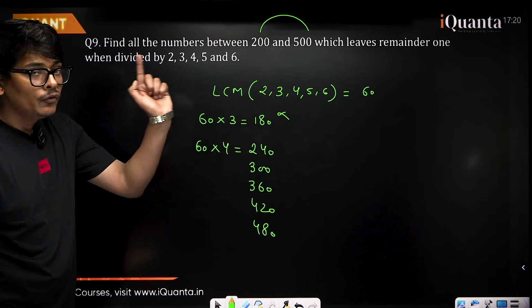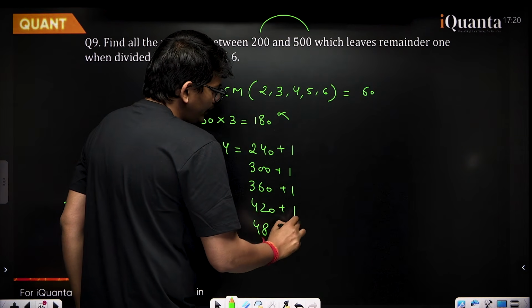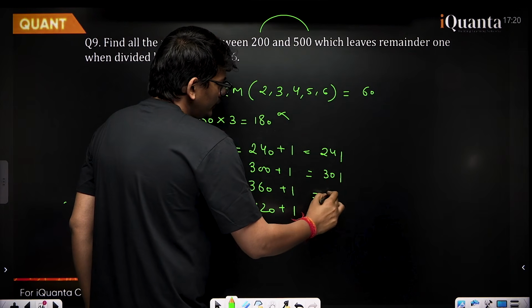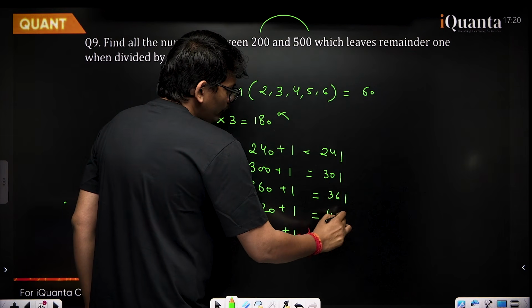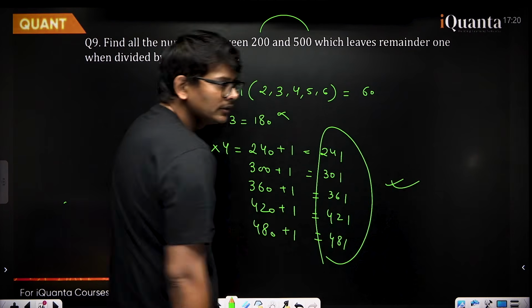Now what we have to do? We have to add remainder 1. Don't make this mistake. So 241, 301, 361, 421 and 481. All these 5 numbers will be our answer.